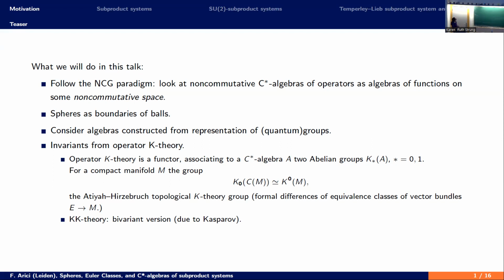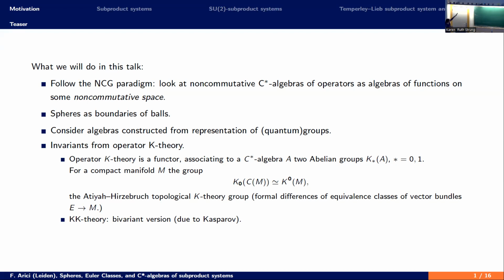And then the final goal, which connects more to the first point, is to study invariants from operator K-theory. If you've never seen operator K-theory because you come from the quantum group side, you just have to know that this is a functor that associates to every C-star algebra two groups, K0 and K1. And it has the property that if you have a compact manifold, the K0 group recovers the Atiyah-Hirzebruch topological K-theory group, which is built out of formal differences of equivalence classes of vector bundles.